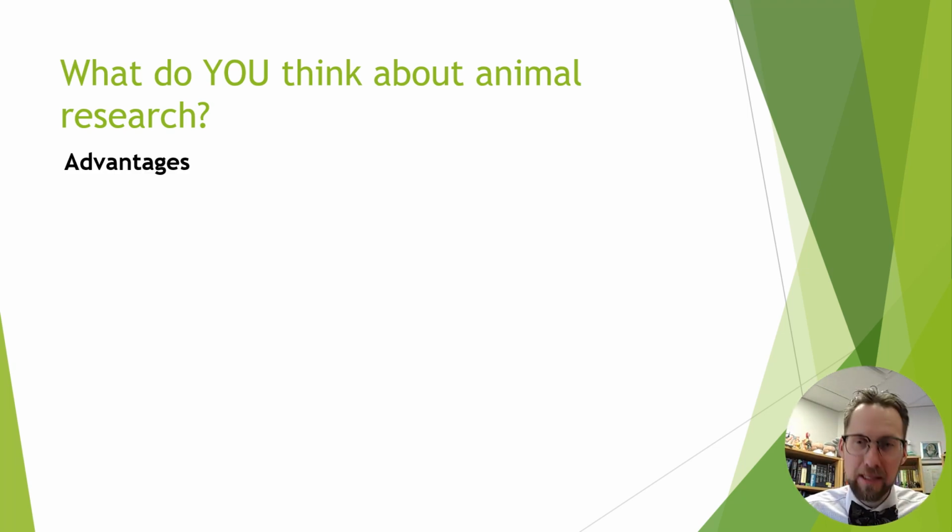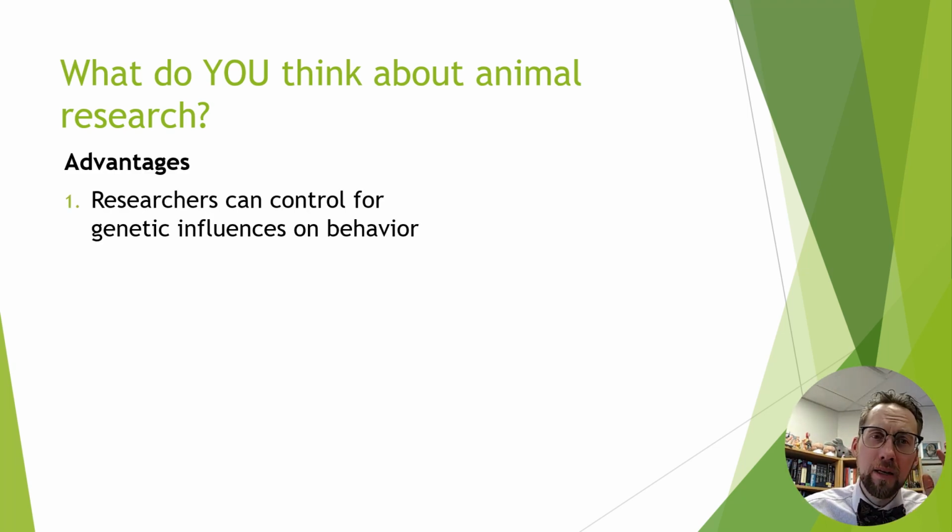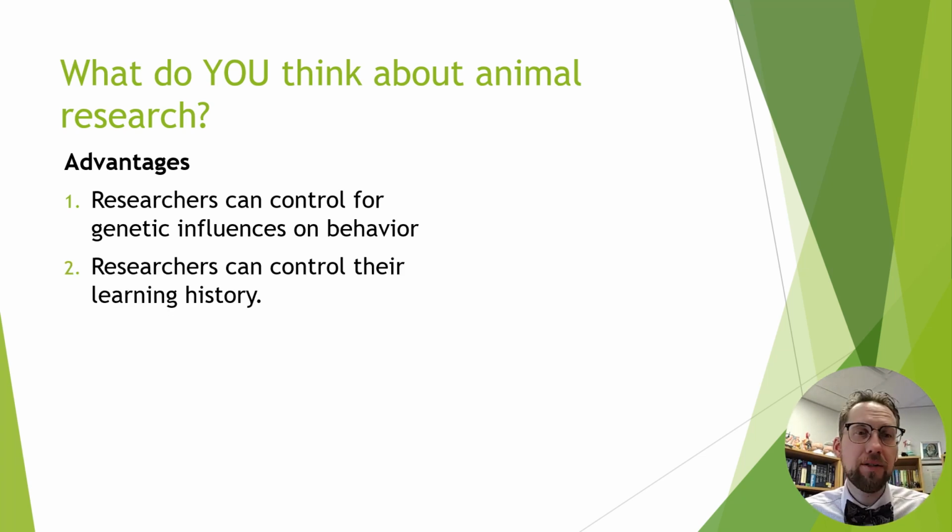So I would say this: there are some advantages. Researchers can control for very specific genetic influences on behavior because they can use knockout mice or transgenic mice or mutated mice. So you know exactly what the genetic makeup of that animal is. They can use cloned animals so they all have exactly the same genes. So you know that changes in behavior are not because of specific polymorphisms, specific gene changes, differences in genes.